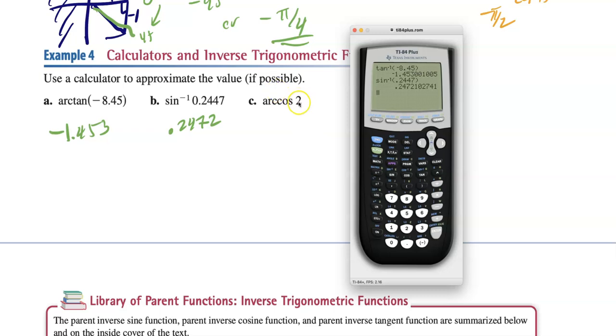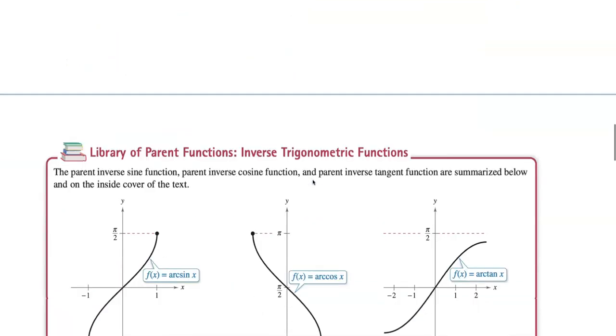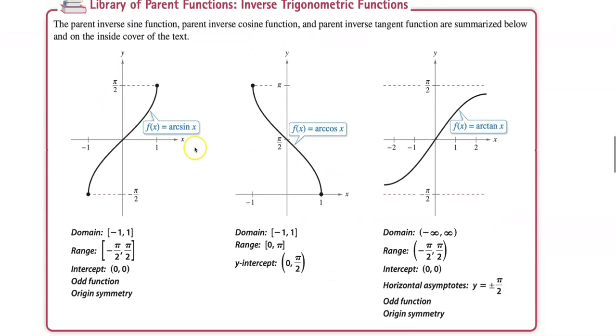Arc cosine 2, I'm going to tell you that's not going to work. Remember, sine and cosine go only between negative 1 and 1. So if you hit that one, it's going to say domain error. So you can't do that one. So this one's not possible. No solution. Okay.